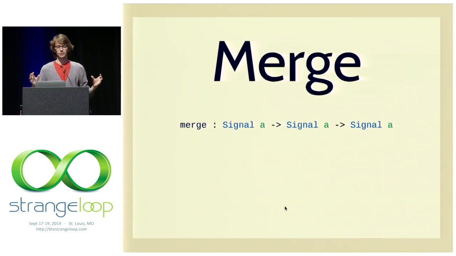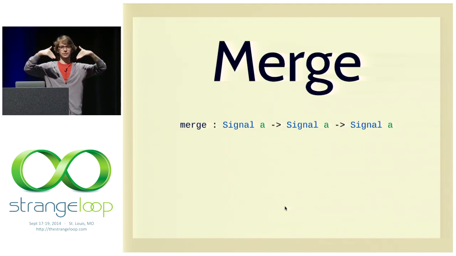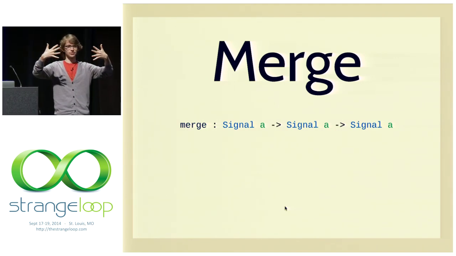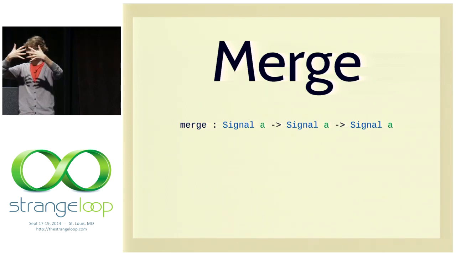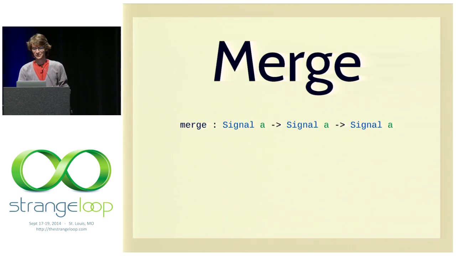Finally, we have a way to merge signals together. So the very basic one is called merge, which takes two signals and it just kind of merges them together. This is one of the well-named primitives.